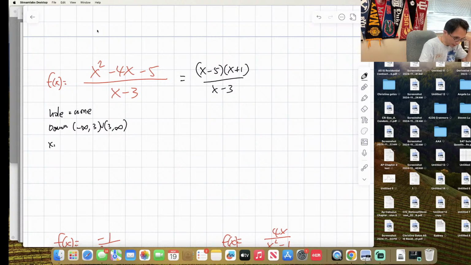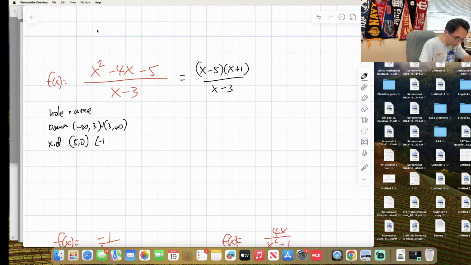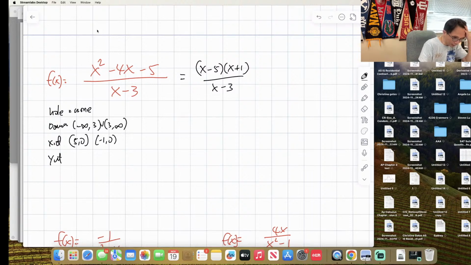x-intercept is gonna be set the numerator equal to 0, so it'll be 5 comma 0. That's a coordinate, not 5, not -1, but it's (5, 0) and (-1, 0). Y-intercept, if I plug in 0 here, it's gonna give you what? -5 over -3, so it'll be (0, 5/3), right? Did everything you guys are doing go okay? Vertical asymptote is x equal to 3 because the denominator equals 0.